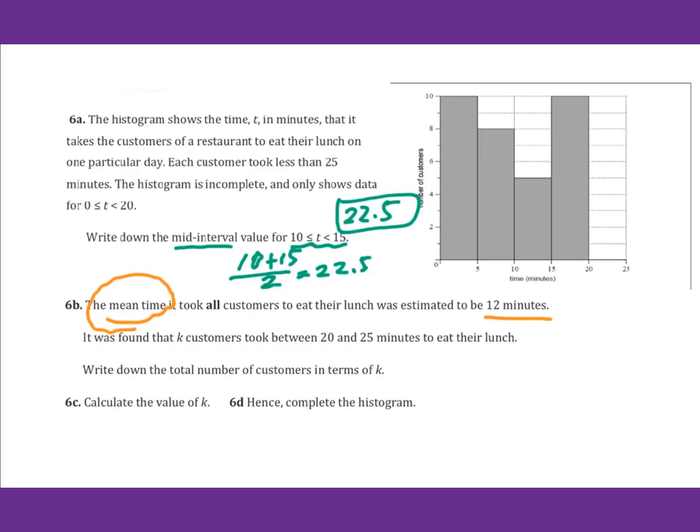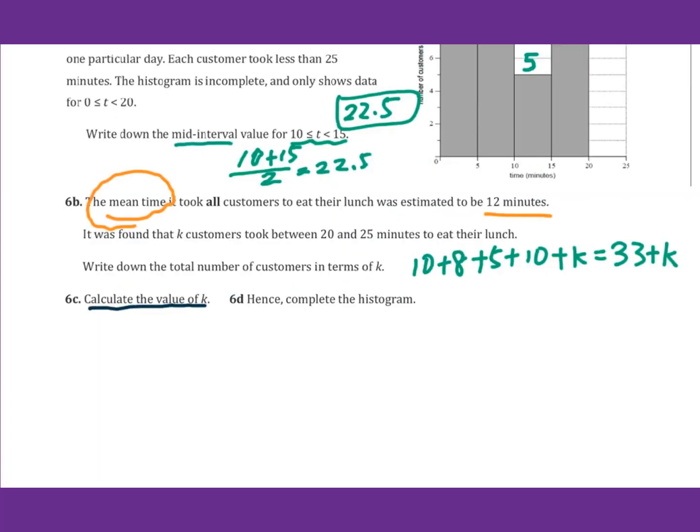From this histogram, we can get the frequency for each interval. This is 10. Here's 8. This one will be 5. And this one is 10. Suppose this is a K. Therefore, we have 10 plus 8 plus 5 plus 10 plus K equals 33 plus K. Then it said calculate the value K.